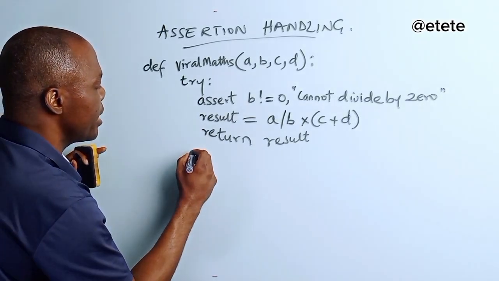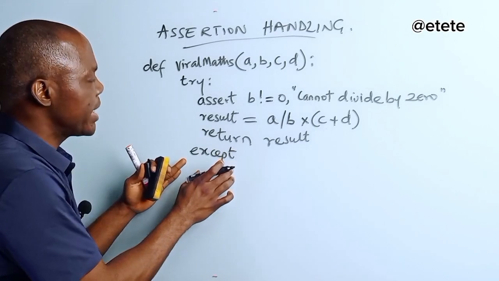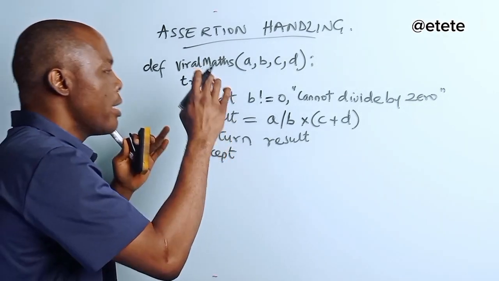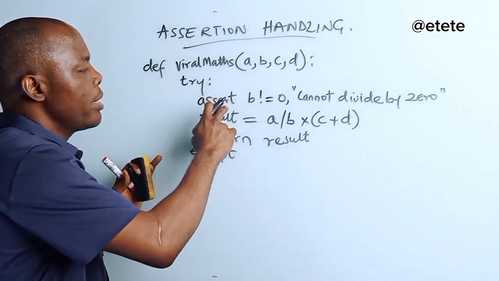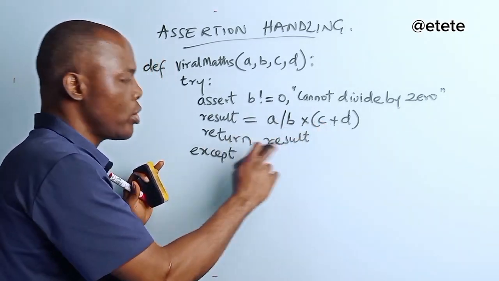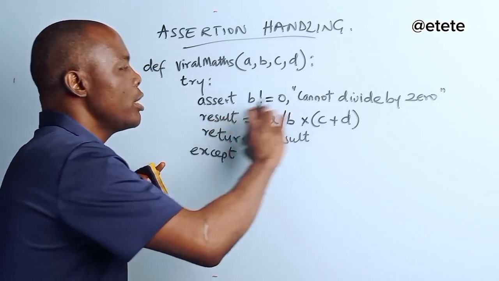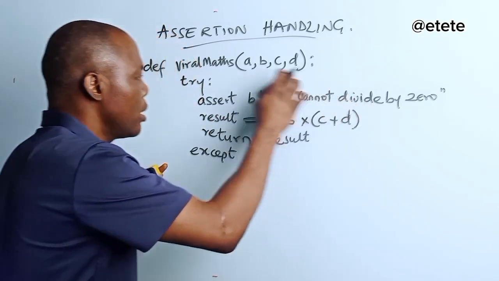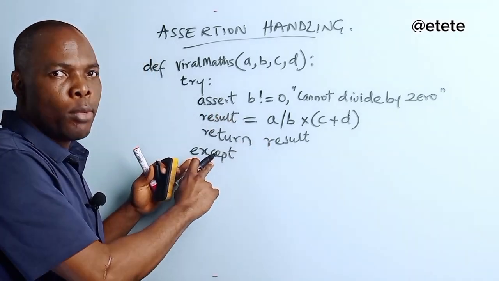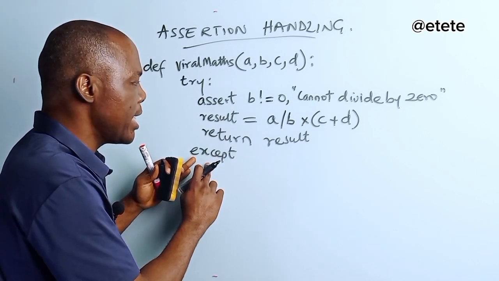The next block will now be the except block, which is for this try block. What I'm trying to say is that if this is true, then carry out this and return result. But if this statement is false, it will throw an assertion error. Once that assertion error is thrown, this except block will capture it. So this place is going to catch the assertion error.